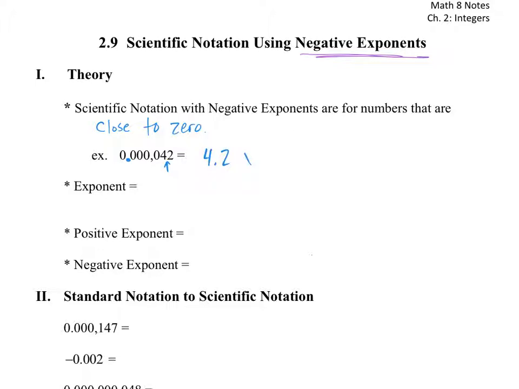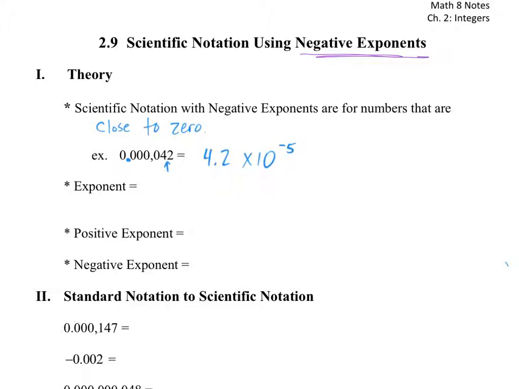Times 10. Yesterday, we counted how many places we moved the decimal point. We do the same thing today. How many jumps do I have trying to get from here to here? 1, 2, 3, 4, 5. Now, this was what our answer would look like yesterday, right? That would be a number much bigger than zero. If we want a number that's close to zero, the only difference in today's stuff is we make that a negative 5. So 4.2 times 10 to the negative 5.